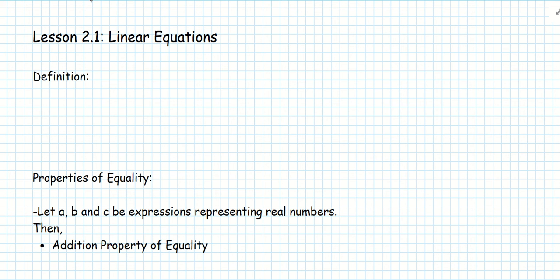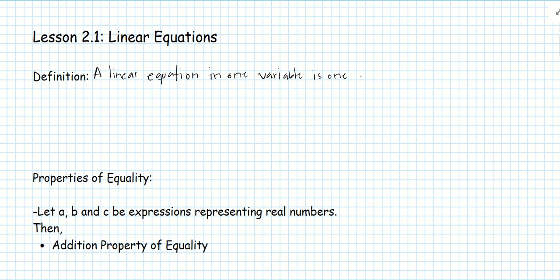Okay, so a linear equation in one variable. So here we're only going to be talking about linear equations with one variable. Later on in the course, we're going to be learning about linear equations that are going to have more than one variable in them.